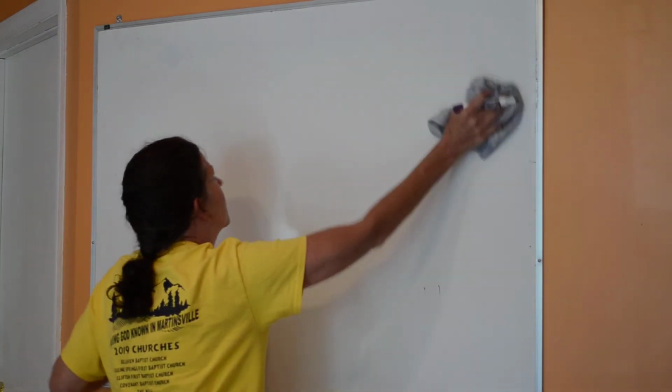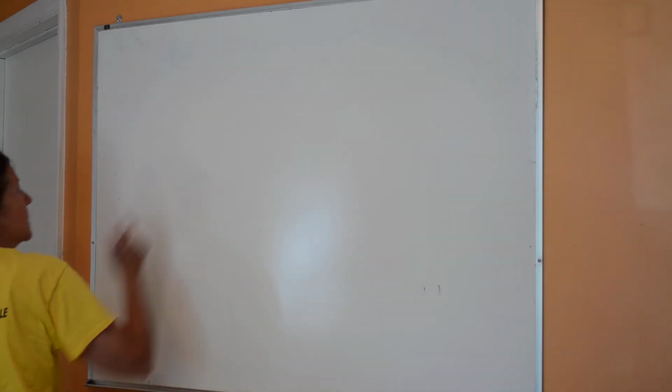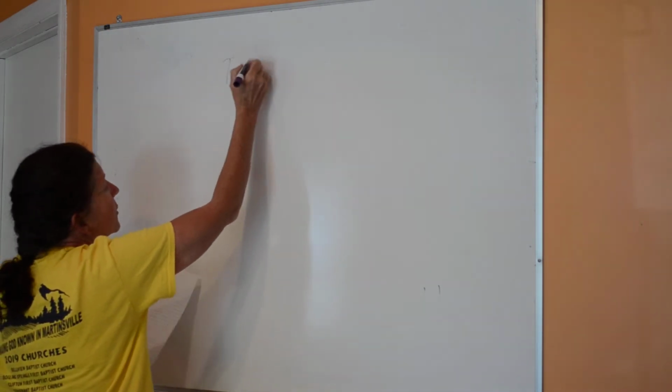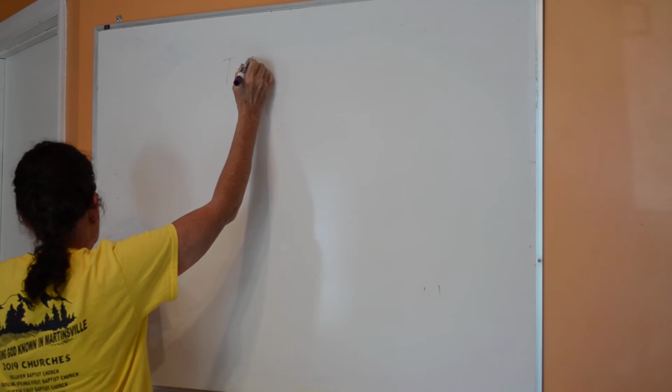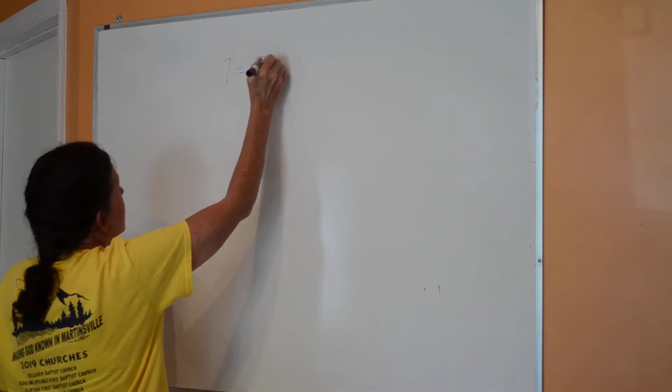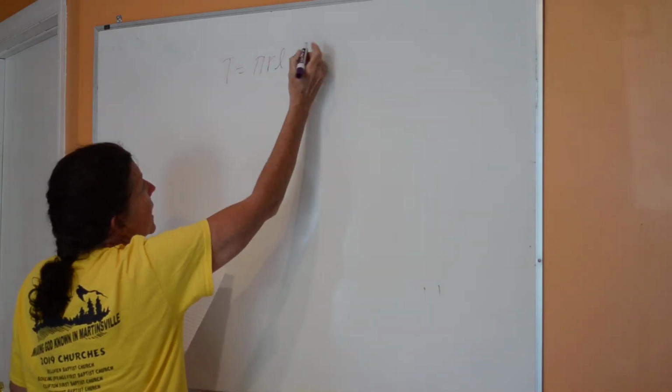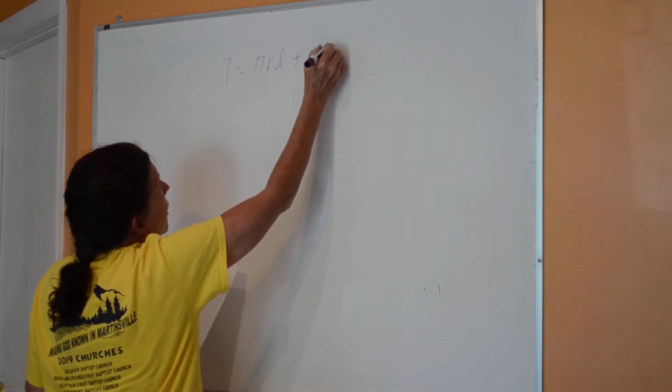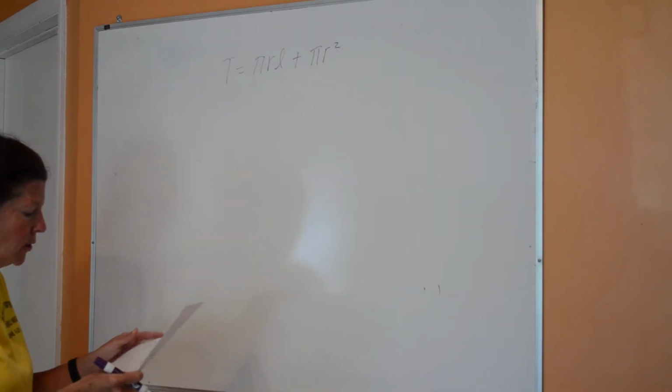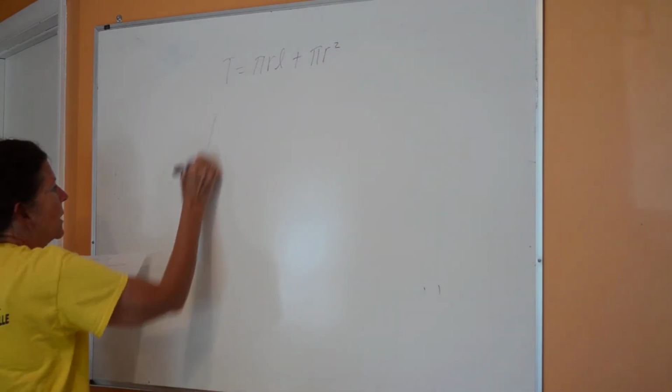So let's go ahead and rewrite that up there closer to the top as we do our problems. The lateral area, remember, is going to be pi times r times L, and then the area of your base is going to be pi r squared because the base is a circle. So let's do another one of those.